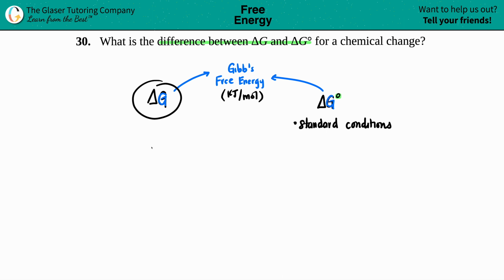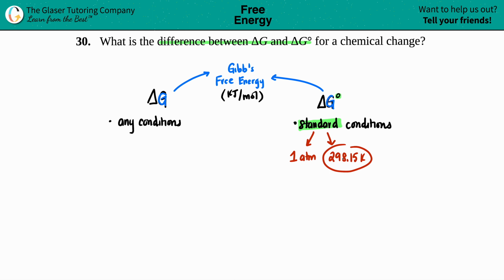This delta G could be an energy value for any condition. It doesn't have to be specifically standard. Now, there's basically two things that make something standard. These are textbook values. Generally, if you're using the appendix values for delta G, those are standard conditions because you're always at 1 atm, and your temperature, if you want to be super specific, is 298.15 Kelvin. So here's your pressure and here's your temperature.